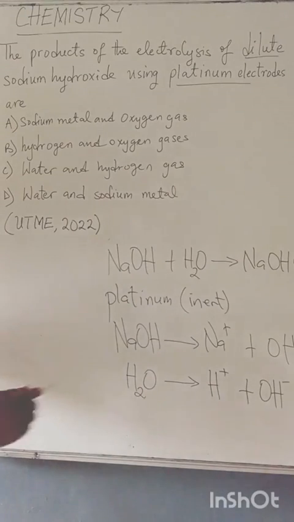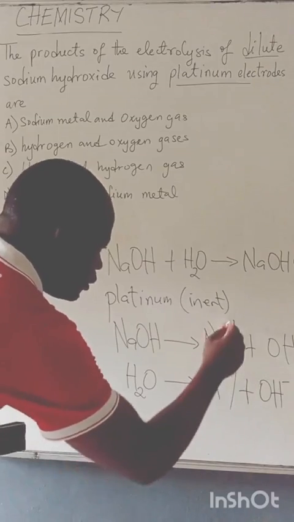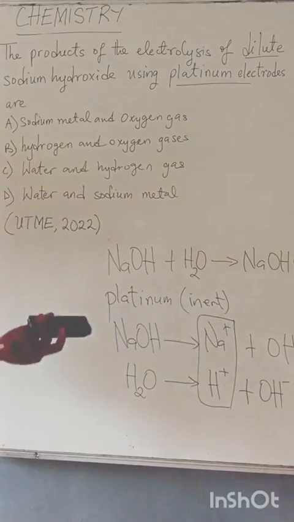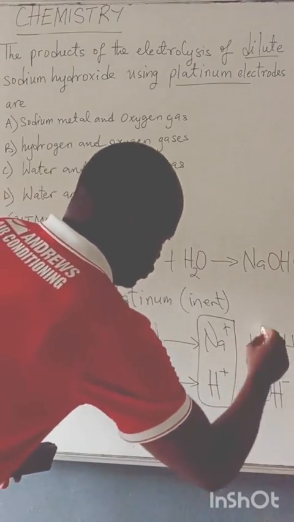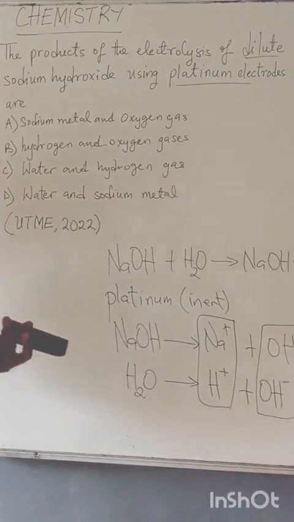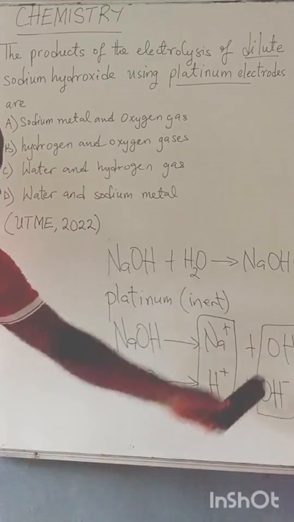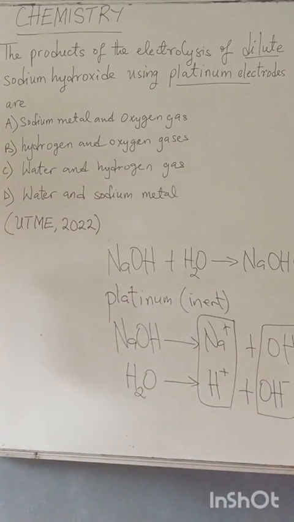Okay. These two cations, the sodium ions and the hydrogen ions, will migrate to a particular electrode. While these two, you see they are just the same now, no difference, will migrate to another electrode. To which electrodes will these ones migrate? And to which electrodes will these ones migrate? That could be another JAMB question. So I'm going to sketch a diagram.